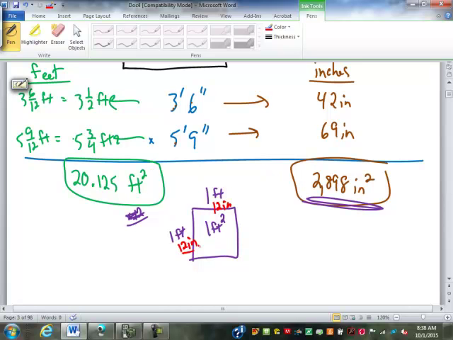Or in other words, if we just do 12 inches times 12 inches, we get 1 foot squared, or 1 square foot. 12 times 12 is 144 square inches. When the units are squared, the conversion factor is also squared. So instead of multiplying by 12 to convert from square feet to square inches, it would be 144.